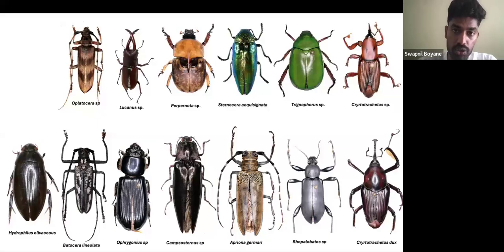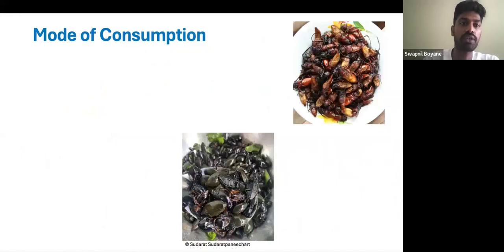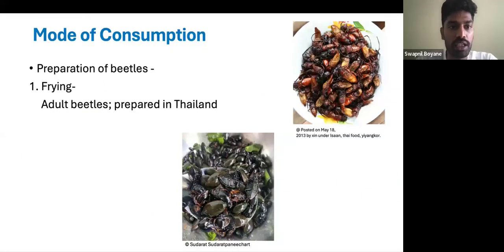in A3. Now you might be wondering, how can you eat these beetles when they are fully sclerotized and they have this hard elytra and everything, right? So I'm going to talk about how you can eat these insects. The mode of consumption is going to be different. Different ethnic tribes prepare food differently.